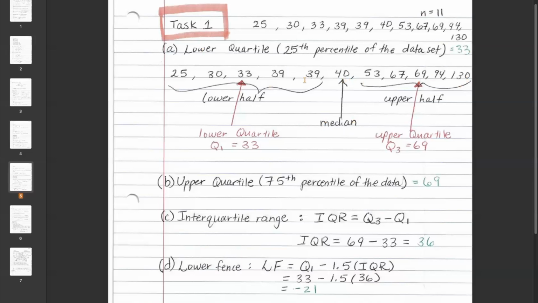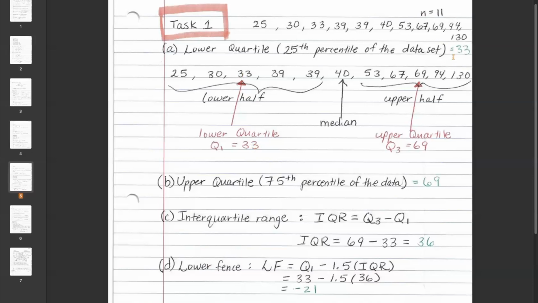Below the median is the lower half of our data set, and here we have the upper half of our data set. The way I like to think of it, the lower quartile is the median of the lower half of the data set, and the upper quartile is the median of the upper half. So once I found the median and then the lower half and the upper half of the data, I started by crossing off the largest value of the lower half and then the smallest value and so on and so forth. So that center value here is 33. That is going to be quartile 1 or the lower quartile.